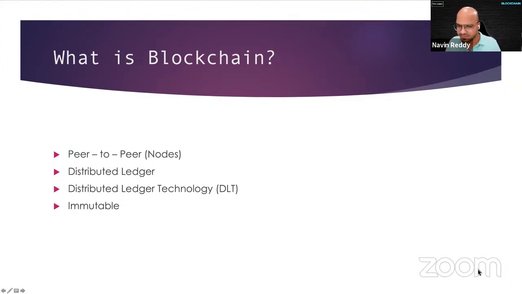So what is blockchain basically? Blockchain will help you build a peer-to-peer network, and it's also a distributed ledger technology. So blockchain is DLT. If I want to sum it up, all the blockchains in the world are DLTs, but not all DLTs are blockchains.